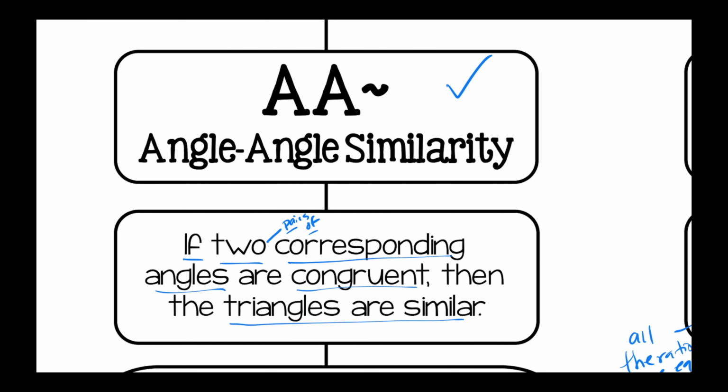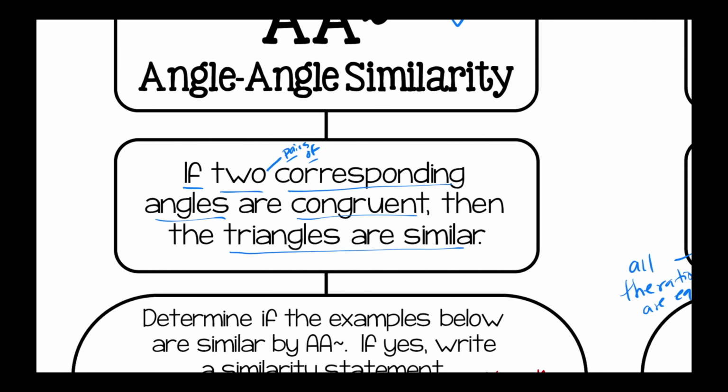AA similarity, which means if I can find two pairs of corresponding angles that are congruent, then I can say the triangles are similar. Right? So if I can look at two triangles and say, oh, these two angles are congruent and these two angles are congruent, bam, they're similar because of AA similarity.